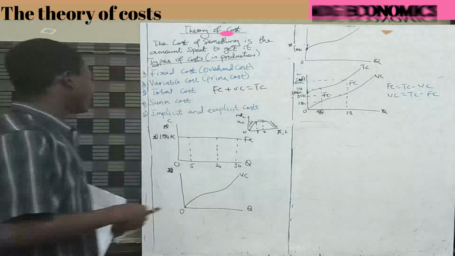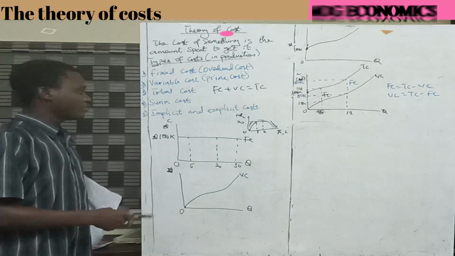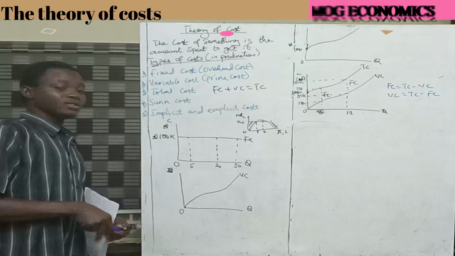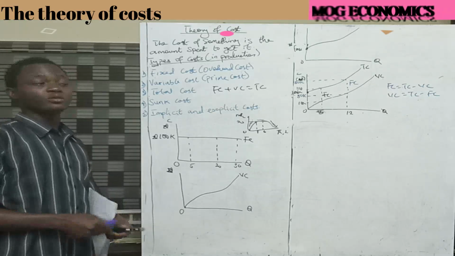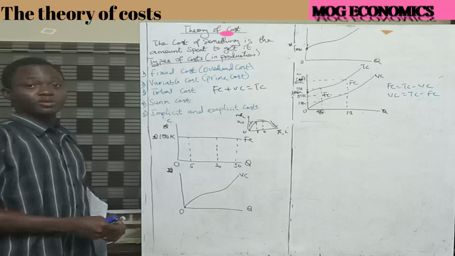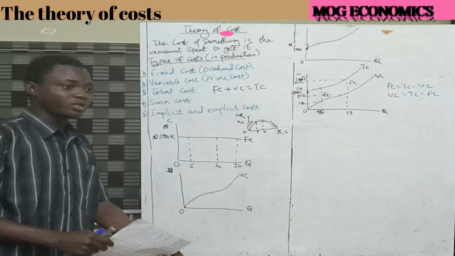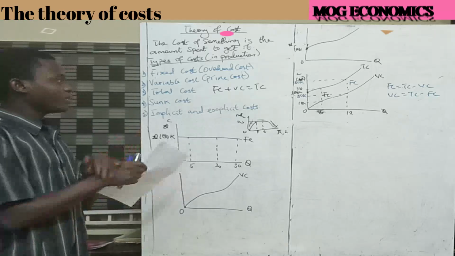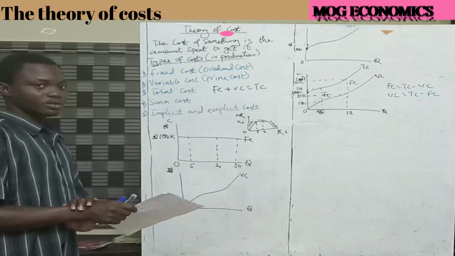I think I'm moving on fast. Then we have implicit and explicit costs, which is number 5. I'm not talking about that in this video. I already discussed them very well in another video when I was talking about economic profit and accounting profit, the difference between the two. Something important that I want to talk about in this video is sunk cost.